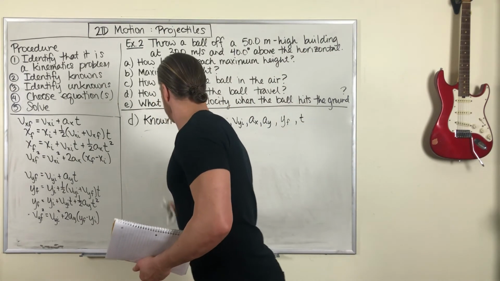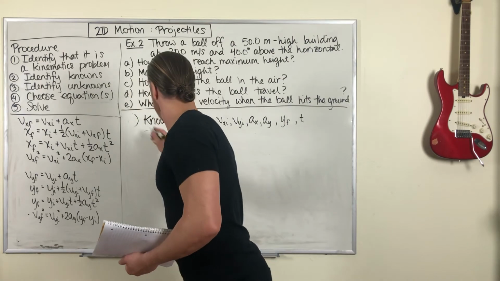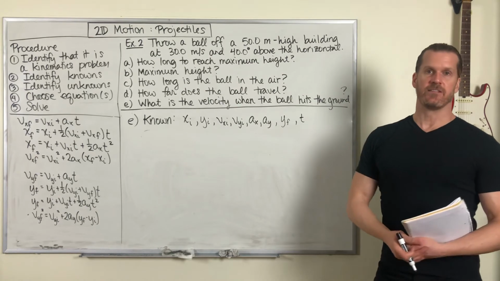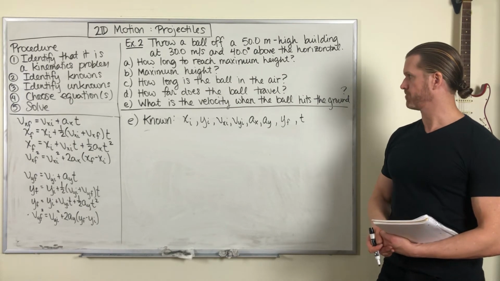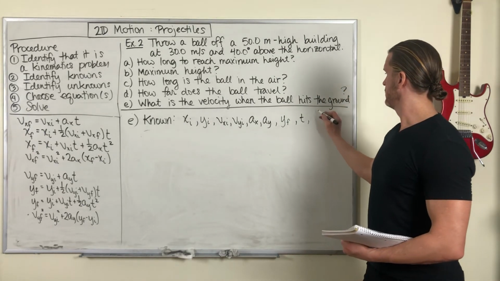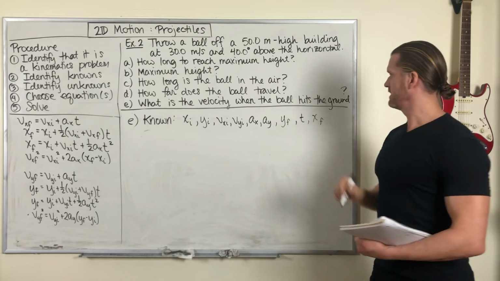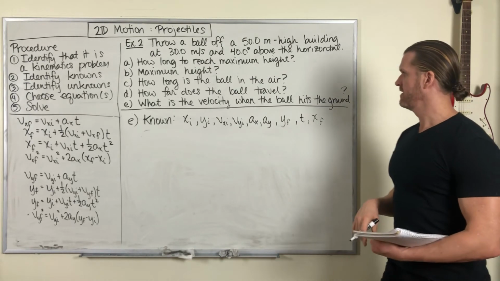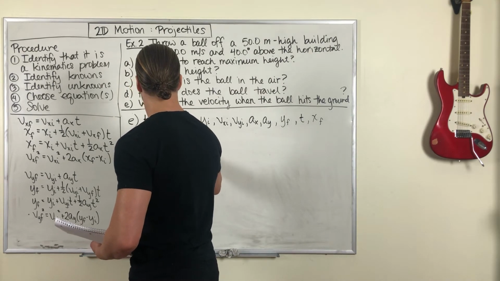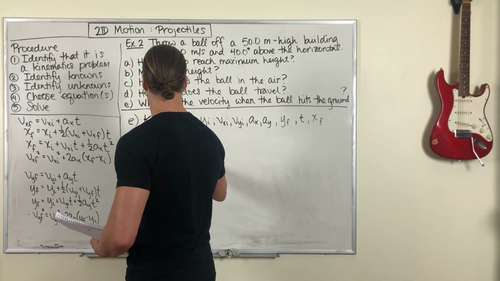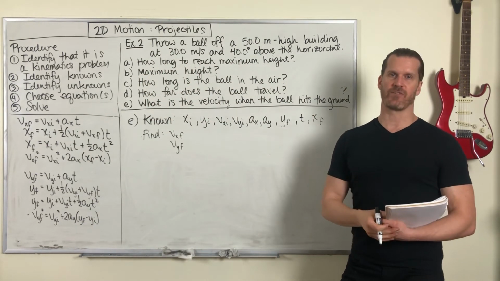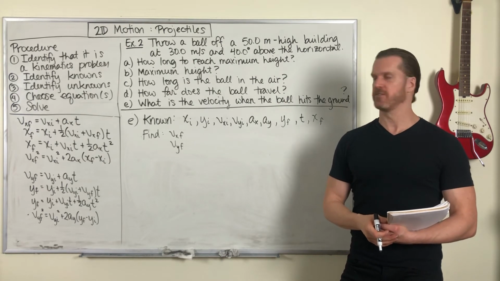All right, last question. What is the velocity when the ball hits the ground? So we know all this stuff. We also know x final. We just figured that out. And we are trying to find Vx final and Vy final. So velocity means vector, so we need the x component and y component of the final velocity.